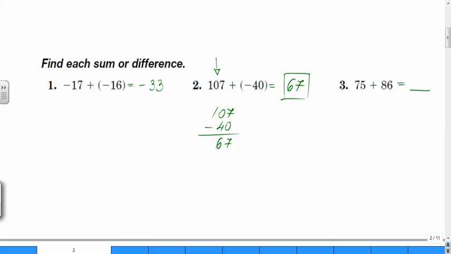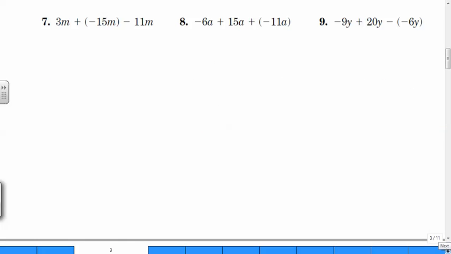Okay, moving on. Same story here, we need to add. Now we don't have integers, but we have like terms, okay? And obviously we're looking for the coefficients. You will go one step at a time here, because order of operations says perform addition, subtraction, whichever comes first, left or right, okay?